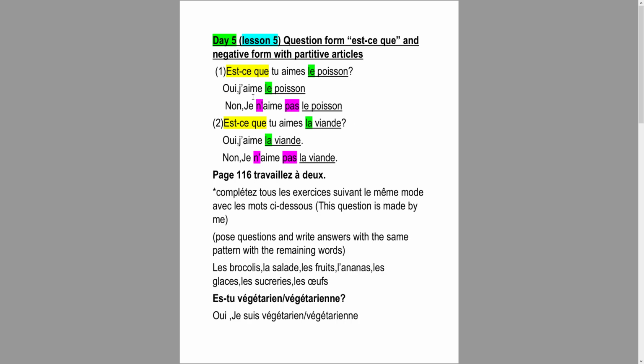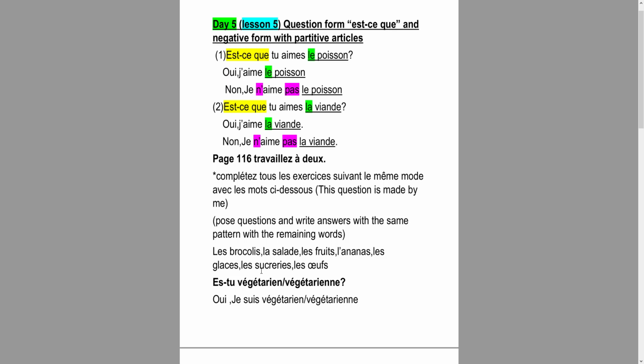Now we will see. Est-ce que tu aimes la salade? Oui, j'aime la salade. We use la salade. Est-ce que tu aimes les fruits? Oui, j'aime les fruits. Non, je n'aime pas les fruits. Est-ce que tu aimes l'ananas? Oui, j'aime l'ananas. Or l'ananas, I told you it can be pronounced two ways. Non, je n'aime pas l'ananas. Likewise, you have to pronounce these things. Right. Now remember this one.